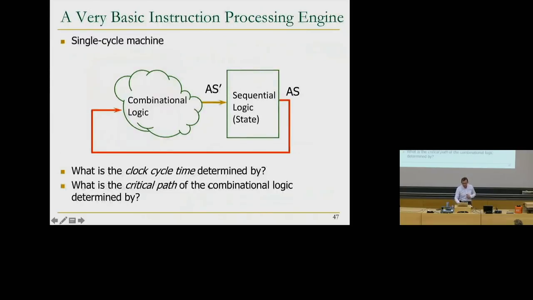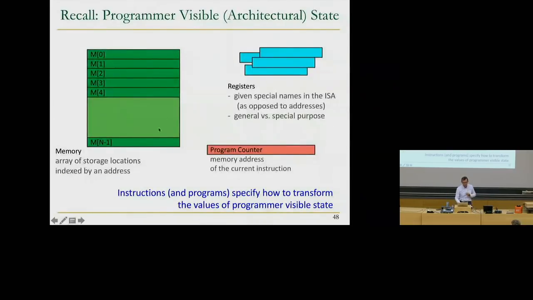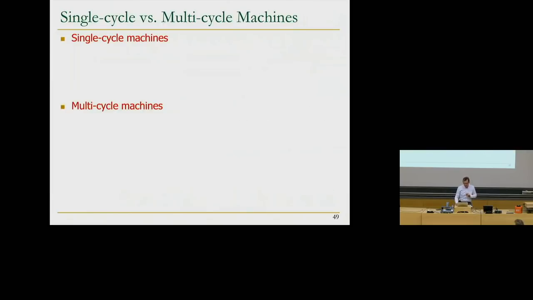So what is this architectural state over here? Just so that you know, this is the programmer visible state, right? You have memory, registers, and program counter. And instructions and programs specify how to transform the values of this programmer visible state. This is AS, all of it, and we transform it to AS prime. Okay, so this is probably a good place to take a break. Now we're going to delve into the design of a single cycle machine.